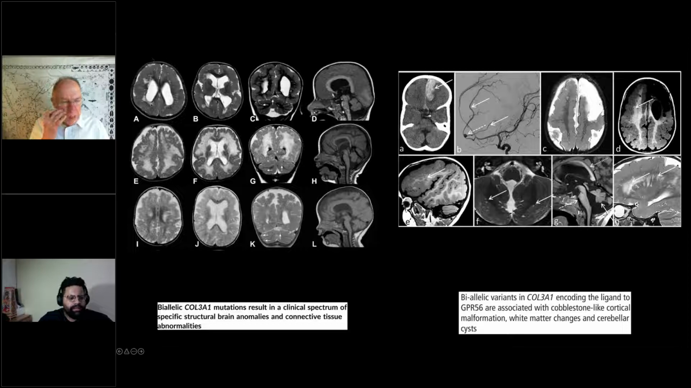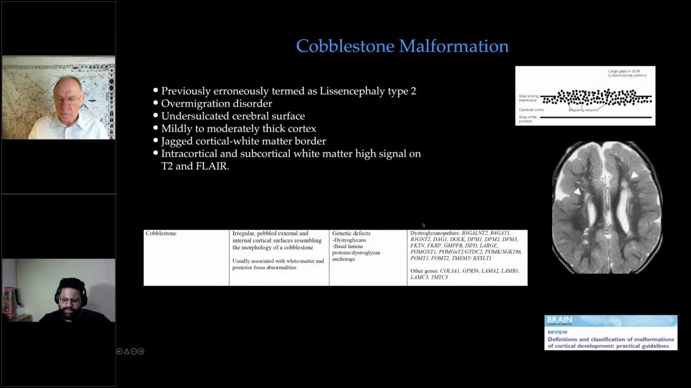Again, you see this typical appearance of the cortex in the form of cobblestone appearance with cerebellar microcysts, dysplastic corpus callosum, abnormal hypoplastic brainstem. Collagen-related disorders can also have arterial abnormalities in the form of aneurysm. And so, based on the imaging findings, at least we would consider these as the possible differentials. If Dr. Mankad wants to add anything, because he was on this paper which defined the malformations of cortical development recently.